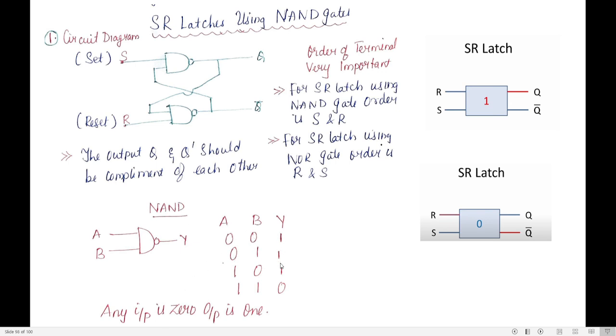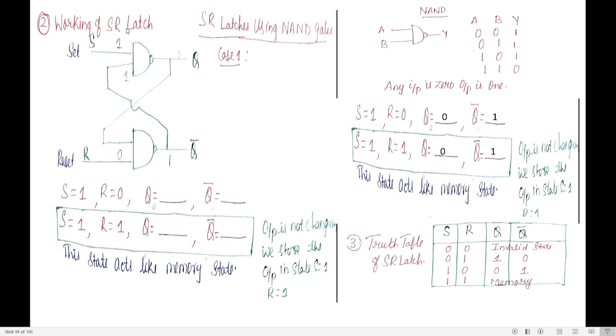Let us start working with the SR latch. This is the circuit diagram we have just designed for the SR latch. First let us draw the circuit diagram. You have S, you have R, and a crisscross connection with NAND gates. Now let us write the truth table. Inputs are S and R, outputs are Q and Q bar. With inputs S and R, how many combinations? 4 combinations: 0 0, 0 1, 1 0, 1 1.